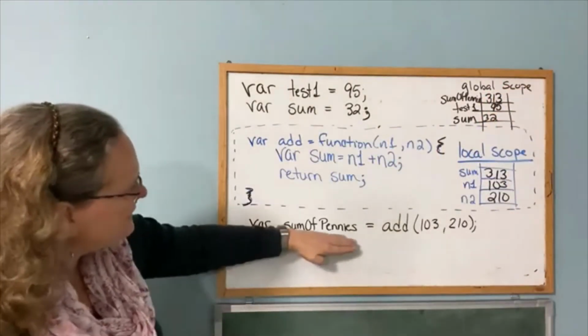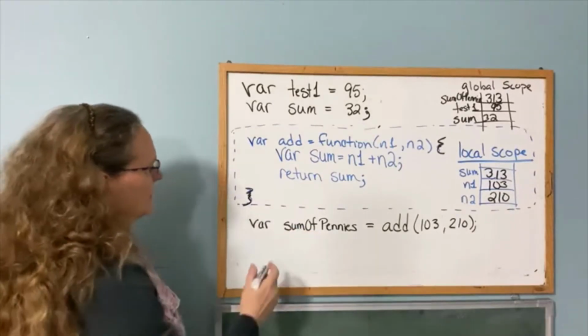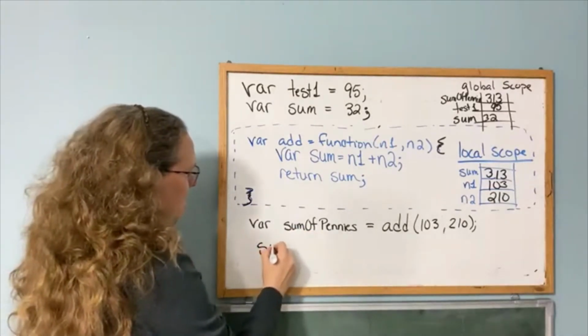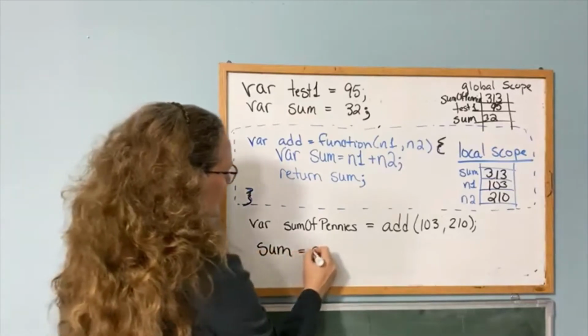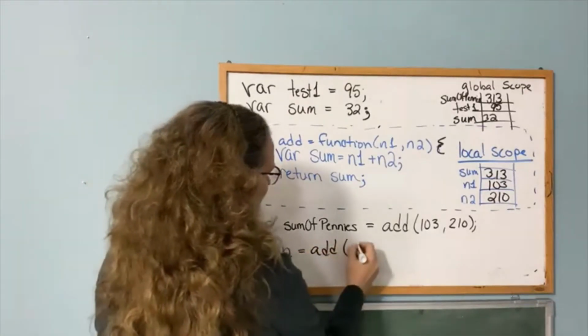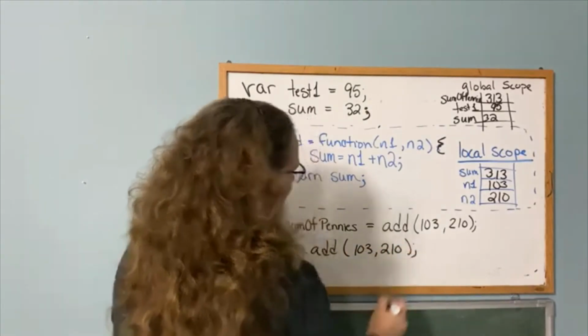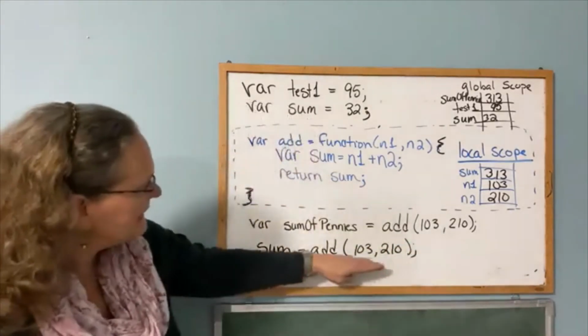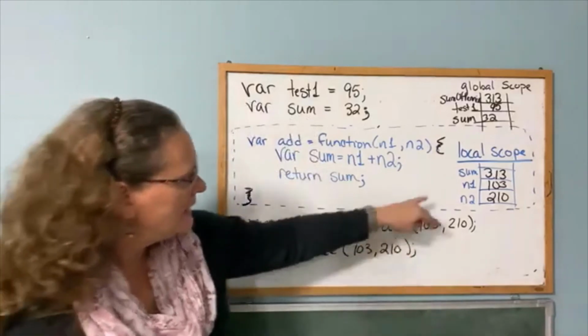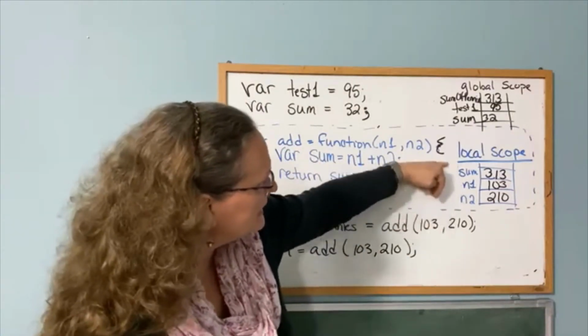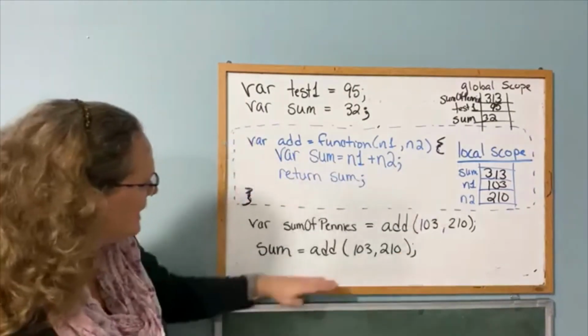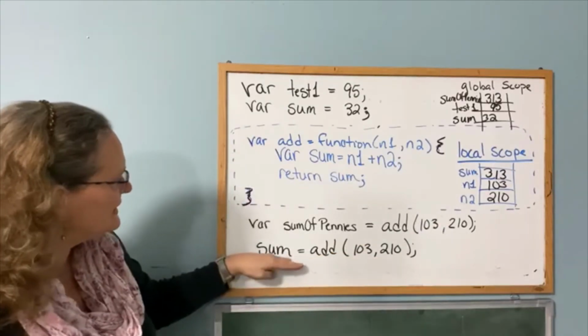But we didn't have to use a different variable name. We could have said sum equals add 103 and 210. Okay? We're passing in the same numbers here. So this is all going to be the same. But when it gets returned, it's going to set the sum.